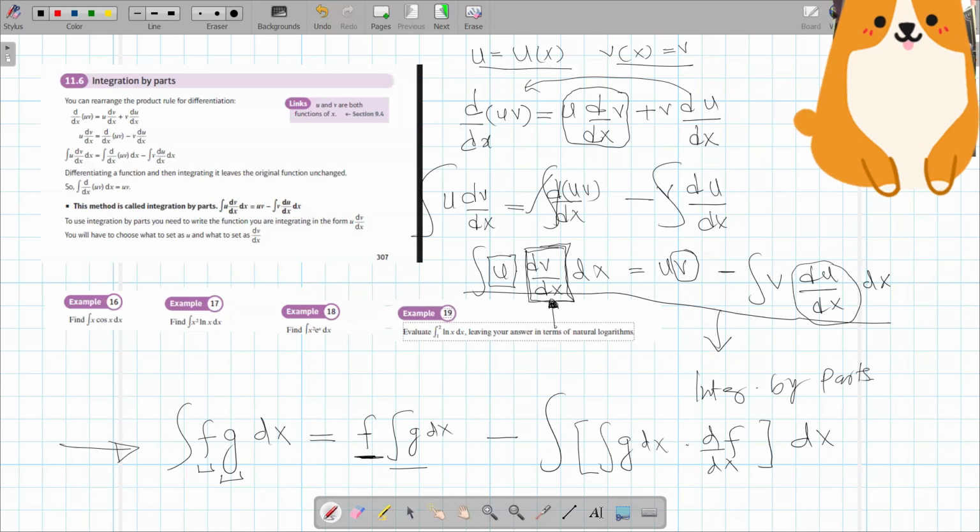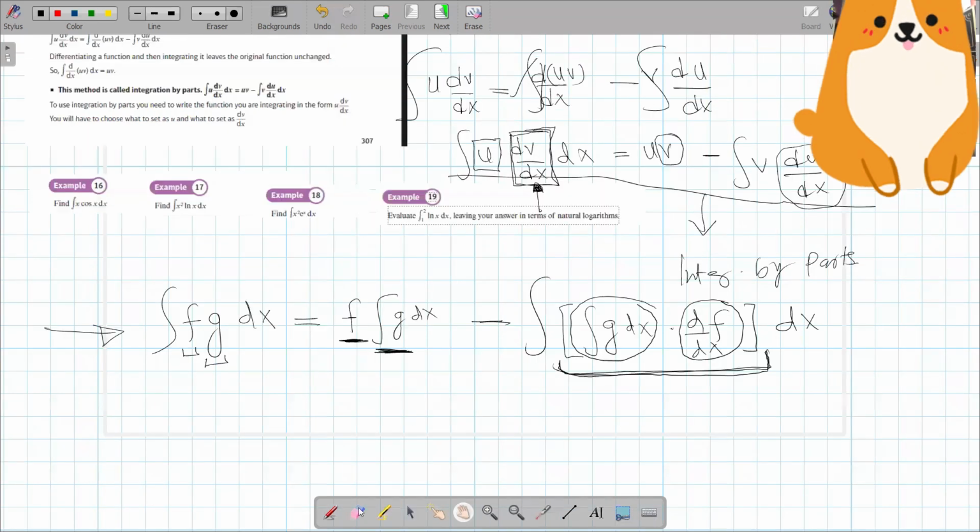Okay, so let's read it again. First function same, integration of second function, minus integration of this whole function or term inside the bracket, where we have the product of two things: integration of second function and derivative of first function. This is the rule. Are you clear with this?